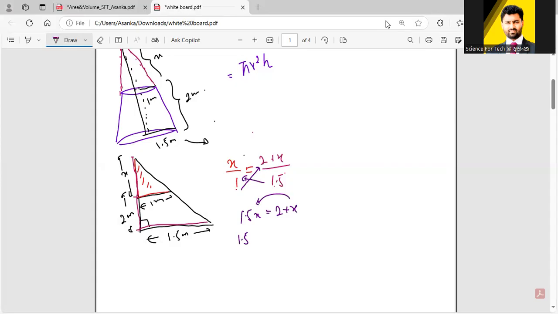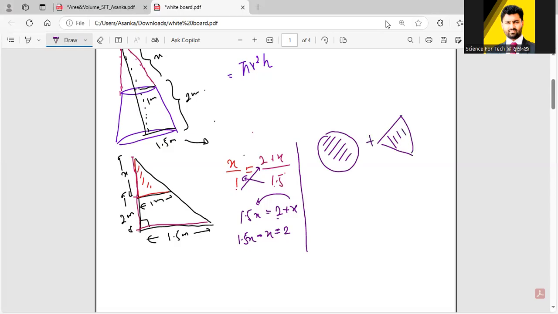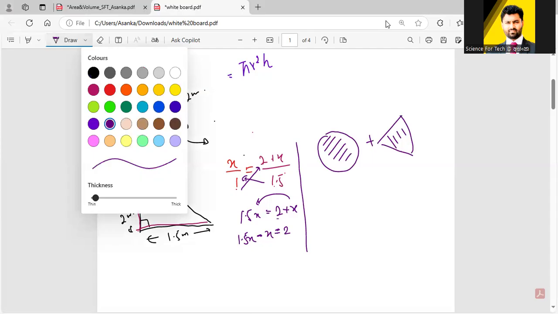1.5x minus x equals 2. I don't think you are familiar with this type of calculation. No? I will give a very simple method. Think like this: there's a biscuit, and there's half of this biscuit. So what we are going to do is eat.